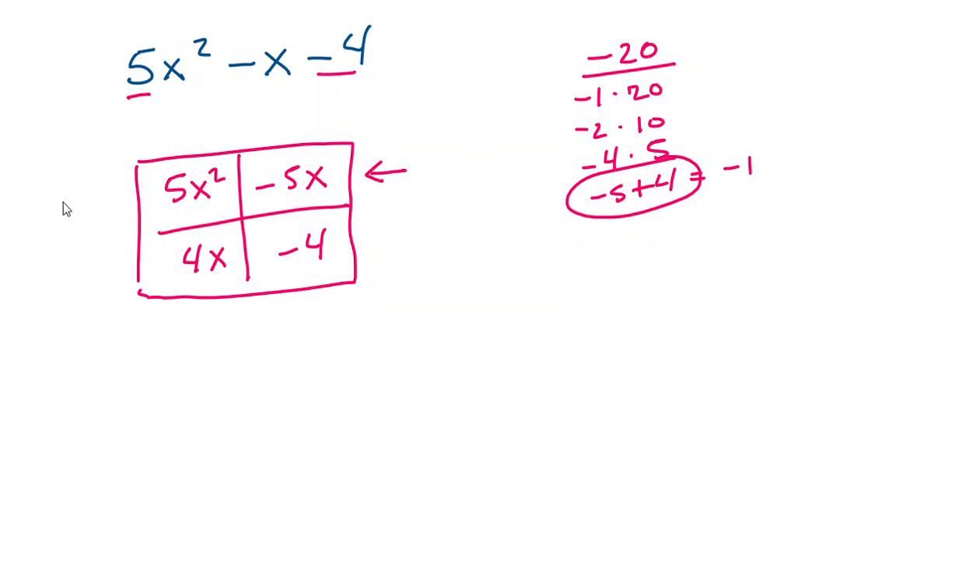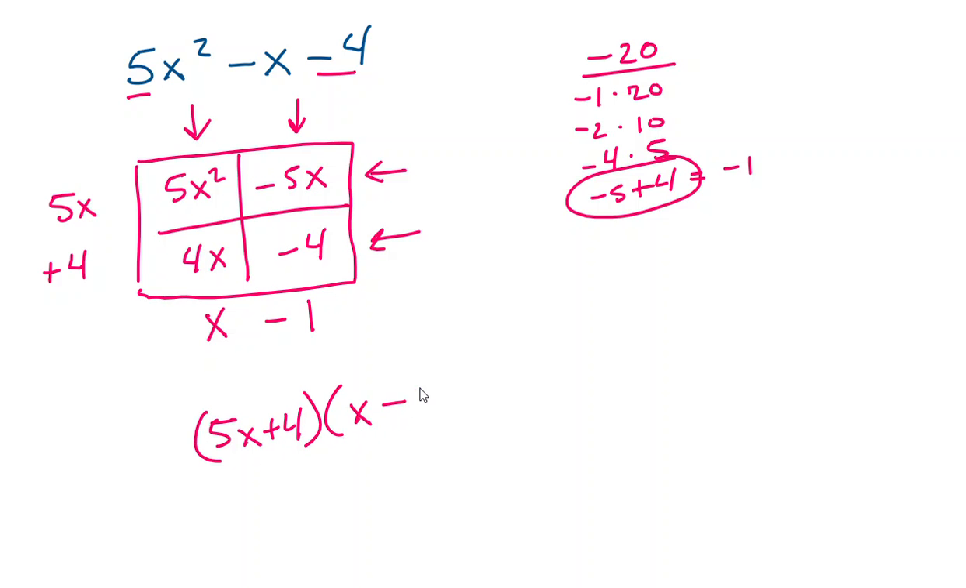First row, looks like there's a 5 and an x in common. Second row, whoa, it looks like there's a 4 in common. It's going to be positive because the signs are not the same. First column, looks like there's nothing in common except for a single x. Second column, looks like they're both negative, so it's negative, but there's no factors in common other than 1, so just x minus 1. So my answer is 5x plus 4 and x minus 1.